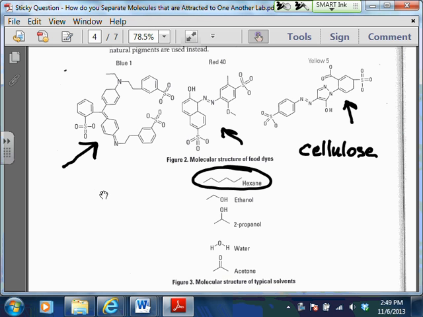You put something like water in there, okay? They're much more attracted to that water that's moving up the paper than they are to the little bit of water that's in the cellulose, and so they move with the mobile phase, okay? And that's why you get movement on the ones that are more polar. Is that making sense? Okay.